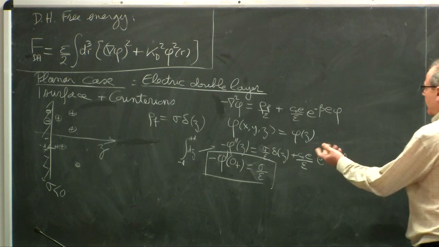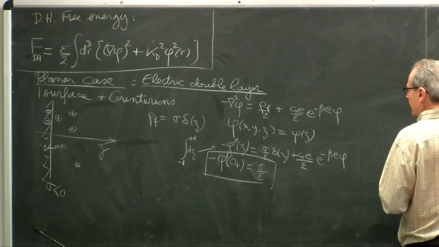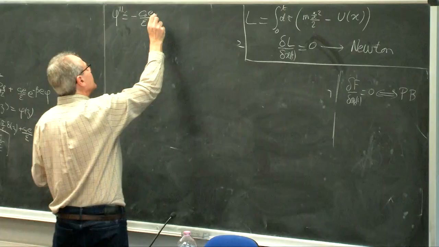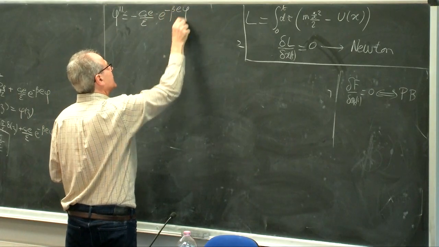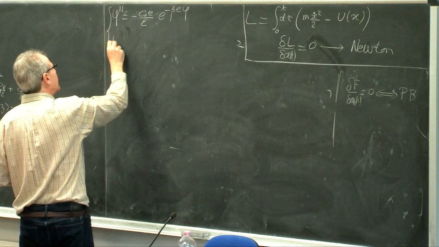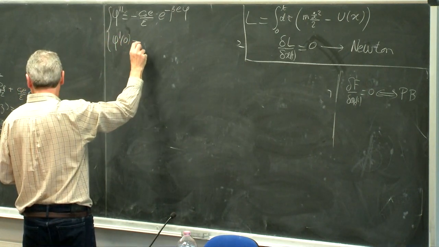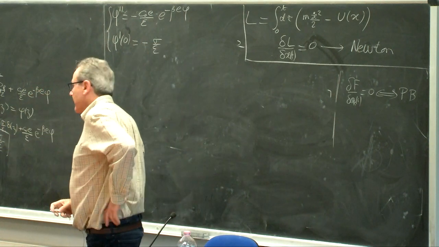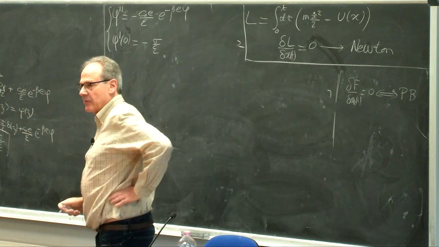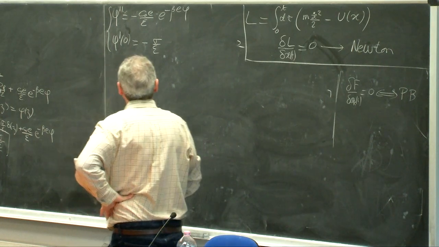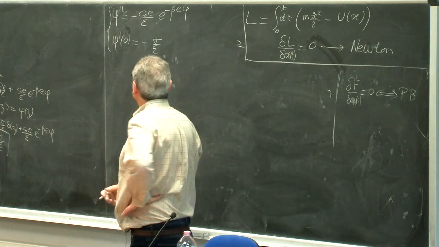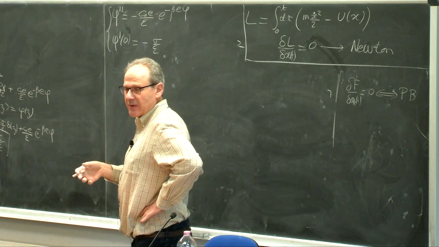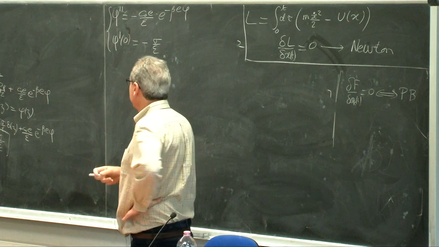I have to solve the equation phi second equals minus C0 e over epsilon e to the minus beta e phi, with the boundary condition that phi prime of 0 equals minus sigma over epsilon. Okay? So there are many ways to, so I can give you the solution and we can check that it works, or you can try to derive it by first integrals.